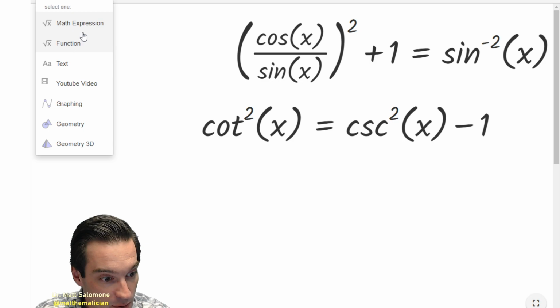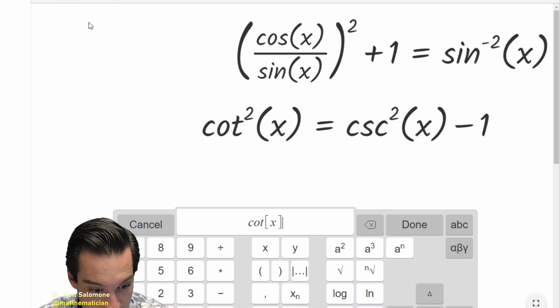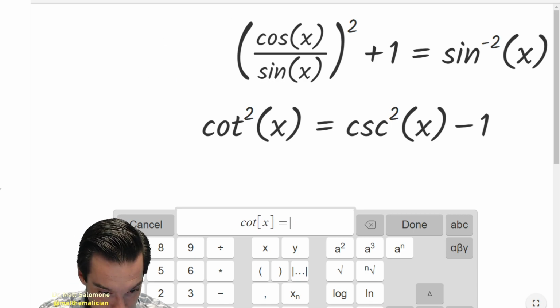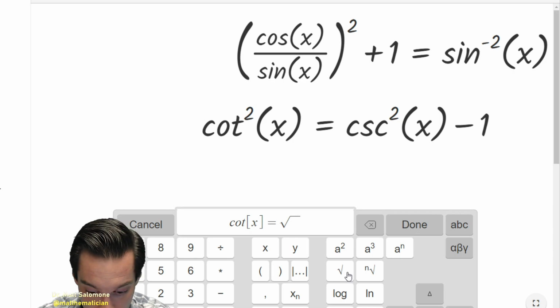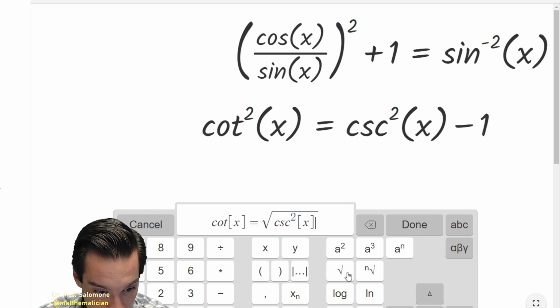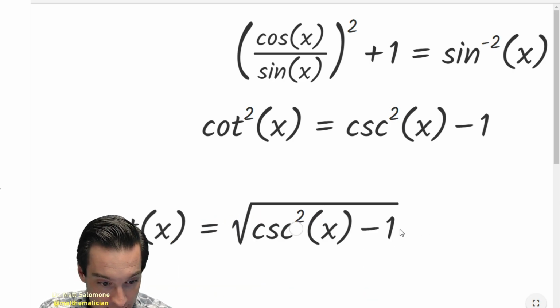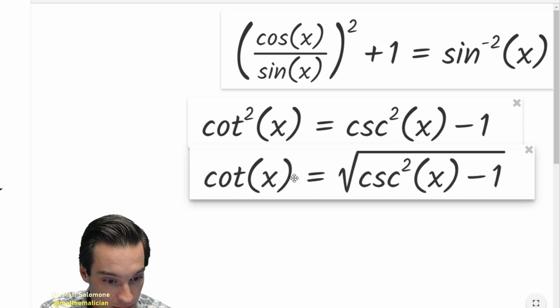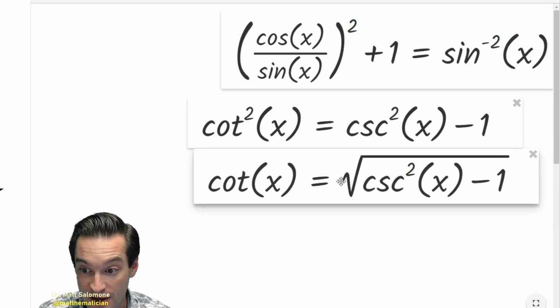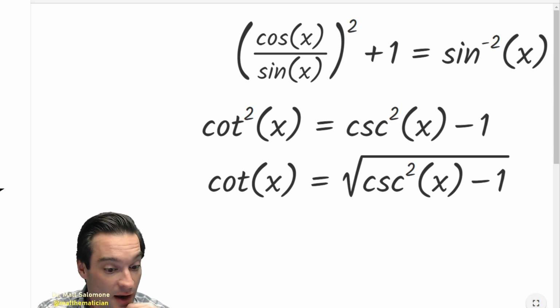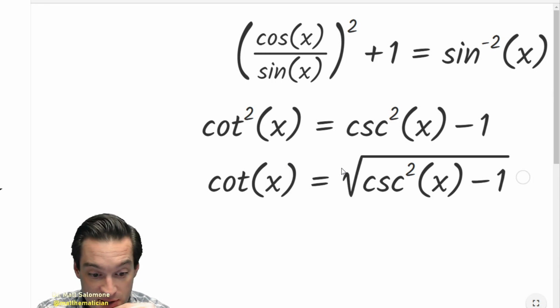So if I take the square root on both sides, I'm going to find out that the cotangent of x is equal to plus or minus the square root of cosecant squared of x minus 1, all underneath the radical. So there's the secret plus or minus in here that I didn't write, just this once. So the cotangent is the square root of the cosecant squared minus 1.